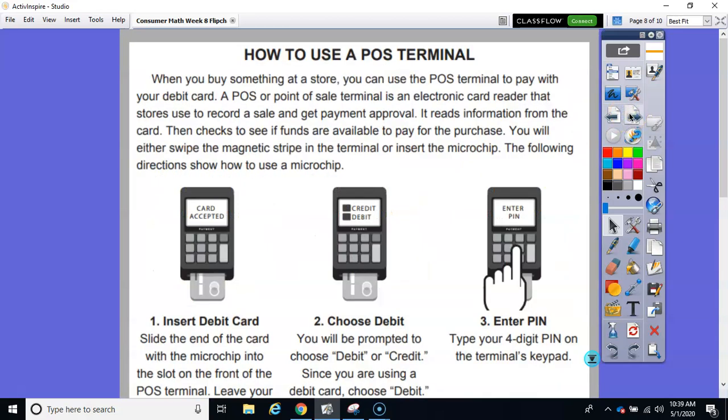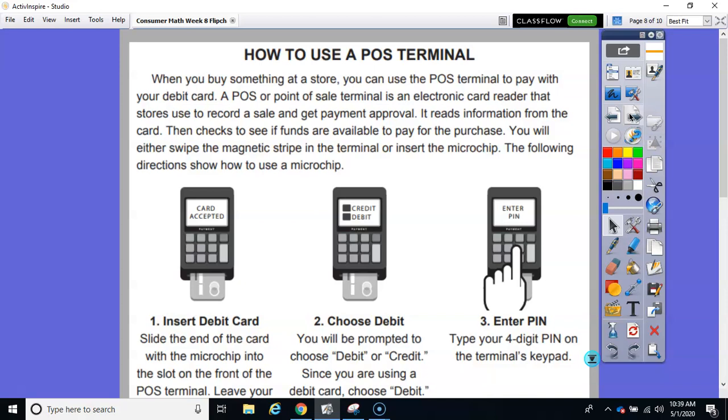How to use the POS terminal. This is when you're purchasing items at the grocery store or wherever you're shopping. When you buy something at a store, you can use the POS terminal to pay with your debit card. A POS, or point of sale, terminal is an electronic card reader that stores use to record a sale and get payment approval. It reads information from the card and then checks to see if the funds are available to pay for that purchase. You will either swipe using the magnetic strip in the terminal or insert the microchip.